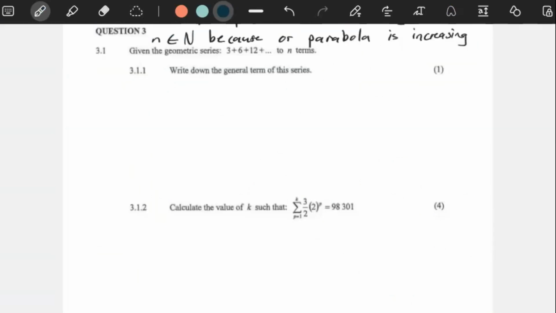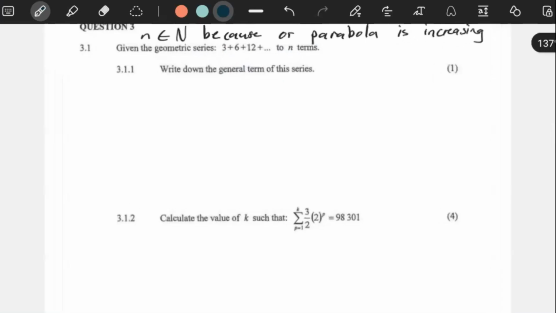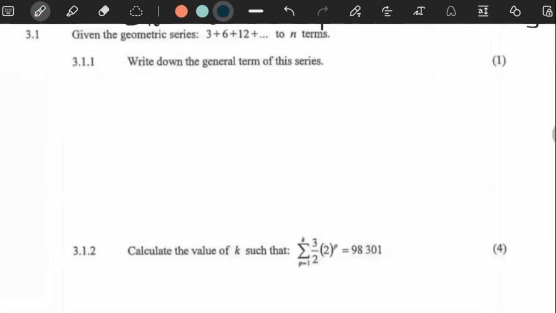Question number 3. It says here, given the geometric series with 3, 6, and 12 to a certain number of terms, for 1 mark, write down the general term of the series. Since it is a geometric series, we already know that we can get the general term from the formula sheet. It is Tn is equal to A multiplied by R to the power of n minus 1.